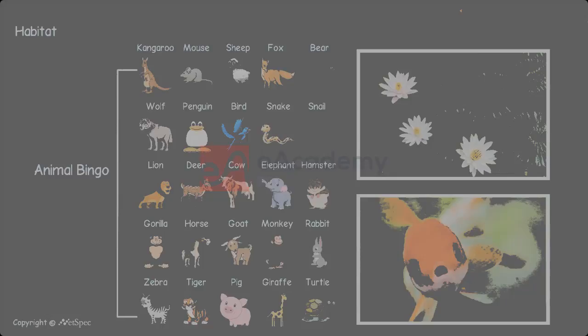Now, can you assume which organism lives in which place? Is there any modification for all these organisms to live in different places? Let us see how.